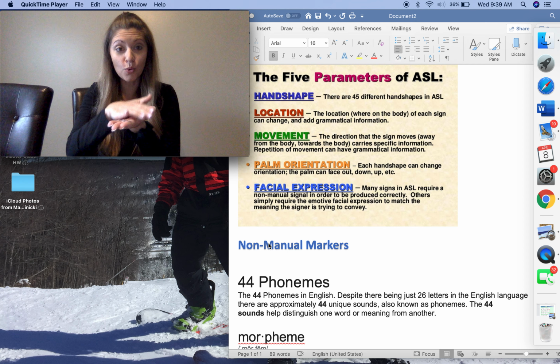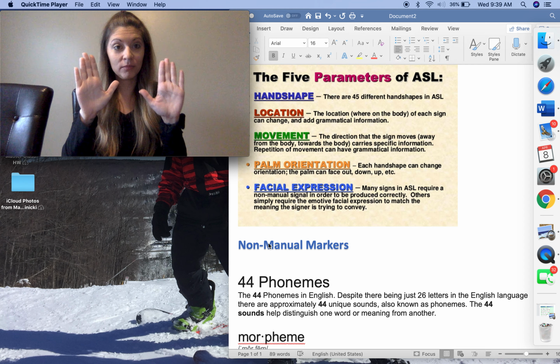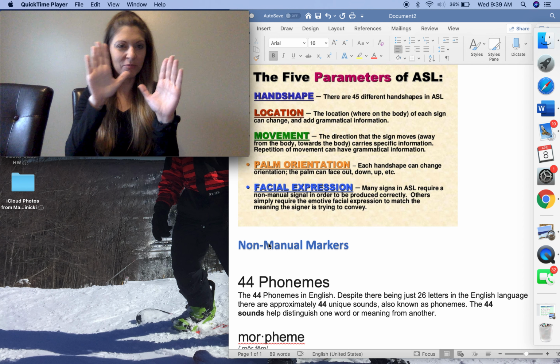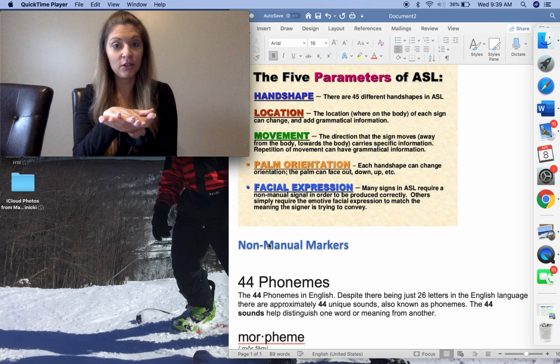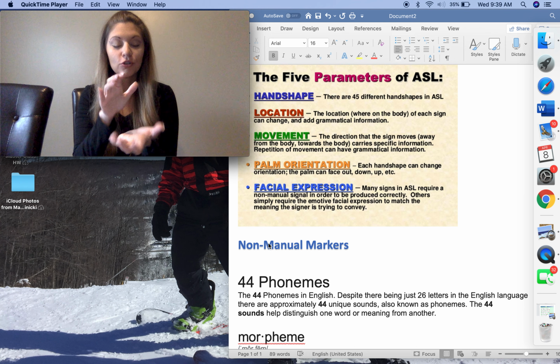Another one, school. So my hand shape, open B, 5 maybe, if you want to, open B. My location is in front of me in a neutral space. My movement is up and down. My palm orientation is facing each other. And my facial expressions, depending on what I'm talking about, change. So, school. Change my movement.